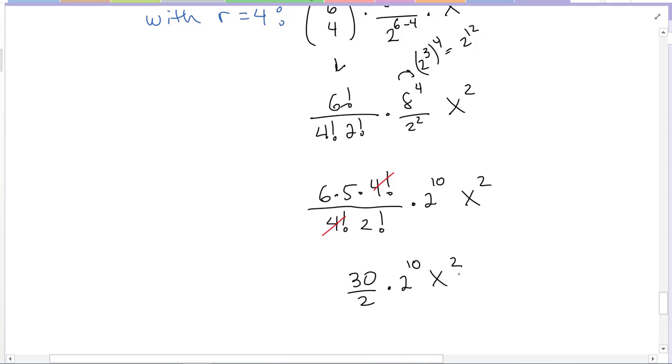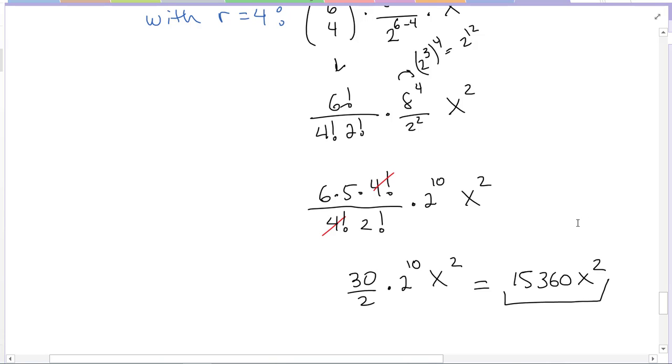And when you do this, I got 15,360 x squared when I put it in my calculator. So this will be the term that we're after. We were asked to find the term that contains x squared.